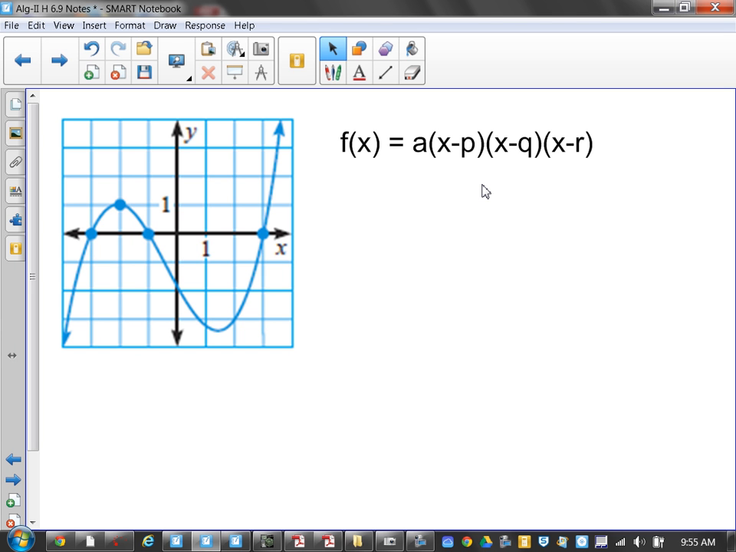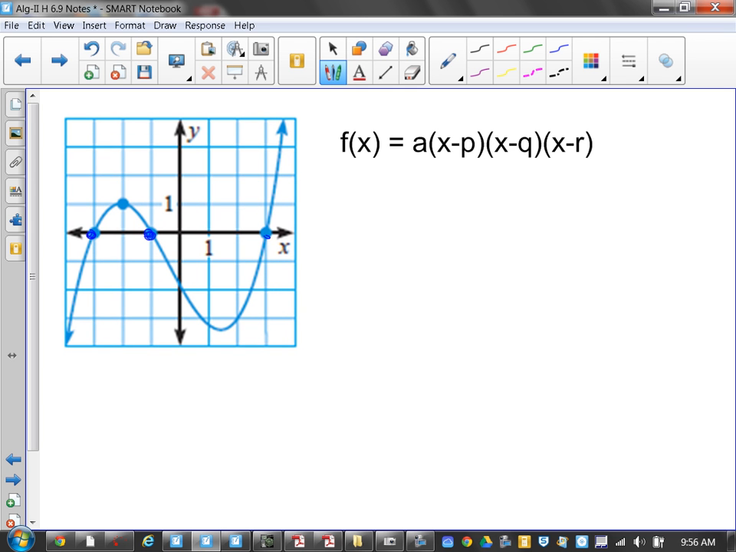So the difficult part here is going to be having to identify your zeros. Take a long, hard look and see if you can identify them. So we have -1, -3, and +3. Which means my terms will be x plus 1, x plus 3, and x minus 3, with an a and a y. Remember, f of x and y are synonymous with one another.